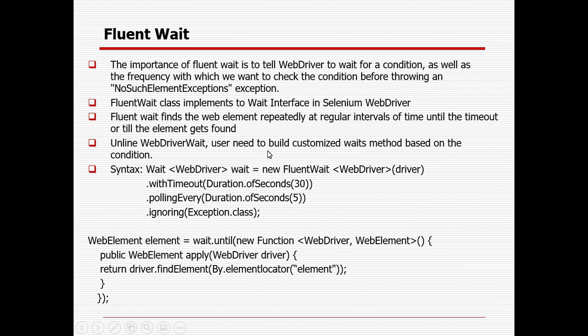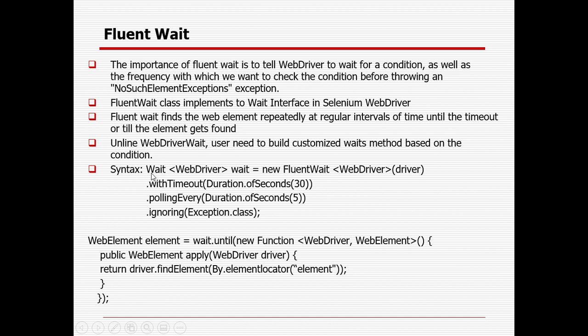But the advantage is that it will check with the frequency already provided, up to the maximum timeout given. In case the object becomes visible, it will perform the operation on the object. So that is the one advantage, and the disadvantage is that no inbuilt methods are available, so you need to build your customized wait methods for the Fluent wait.